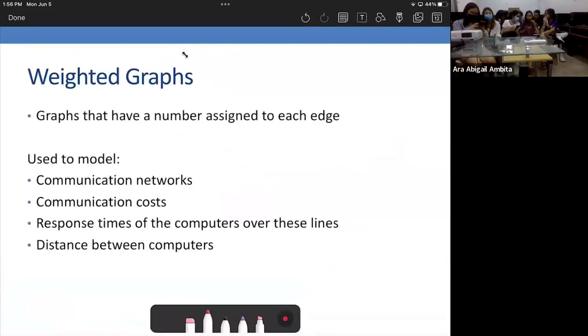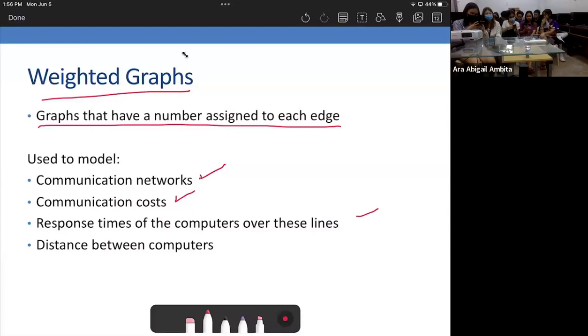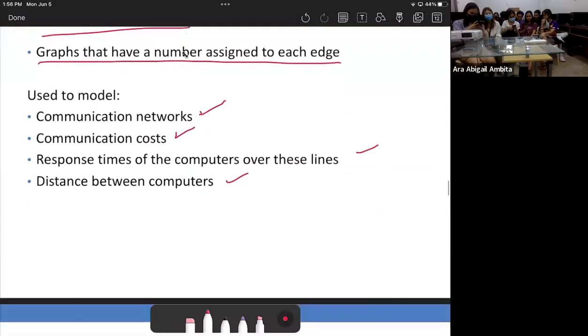Number assigned to each edge, and it can be used to model communication networks or communication costs, response times, and the distance between computers, and so on and so forth.